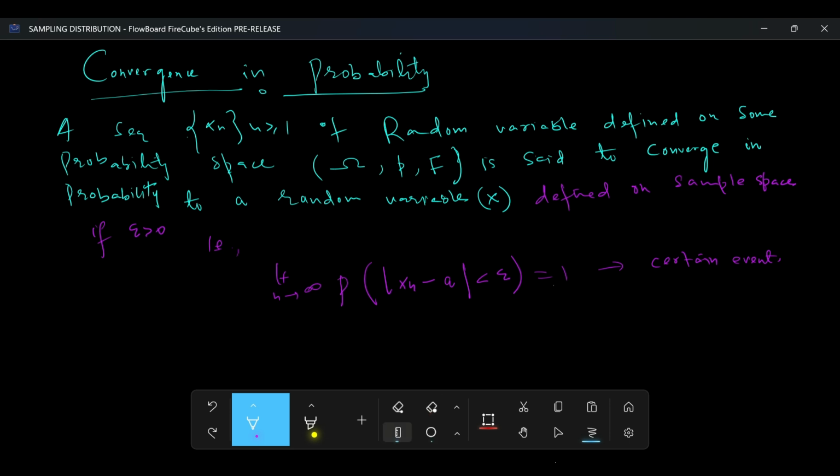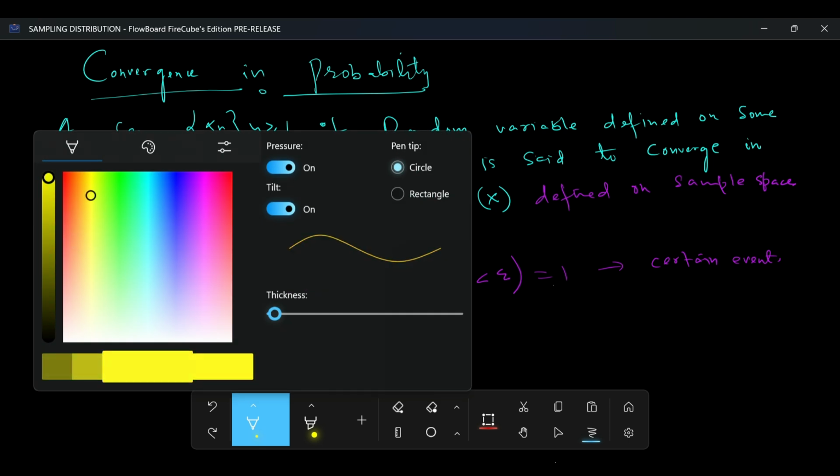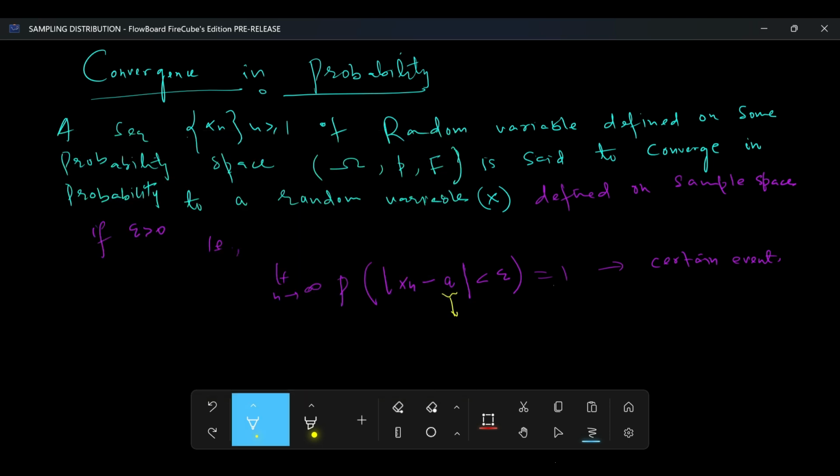Here a represents some number, not a random variable. Remember, in convergence in probability it converges to a number, not a random variable, unlike convergence in distribution. We will see that in a few minutes. So X_n minus a, where a is some number, and epsilon is some positive number, but generally we take epsilon between 0 and 1, right?